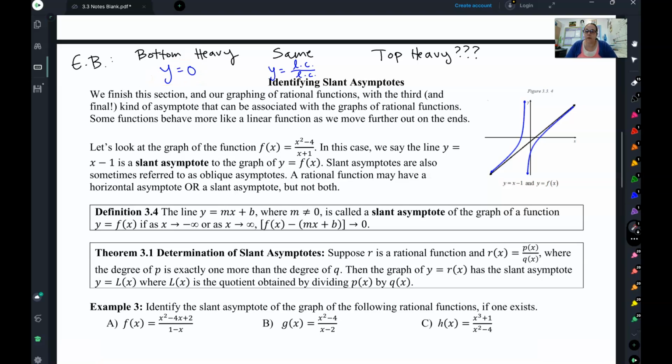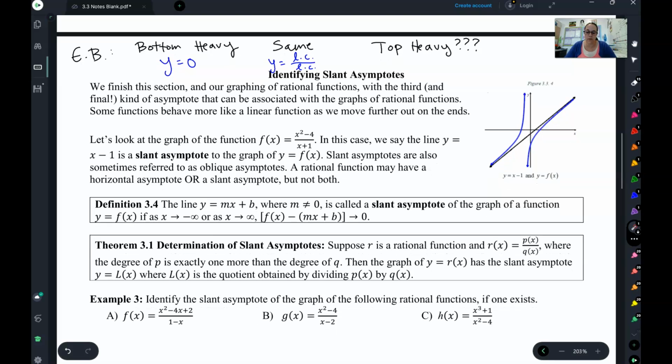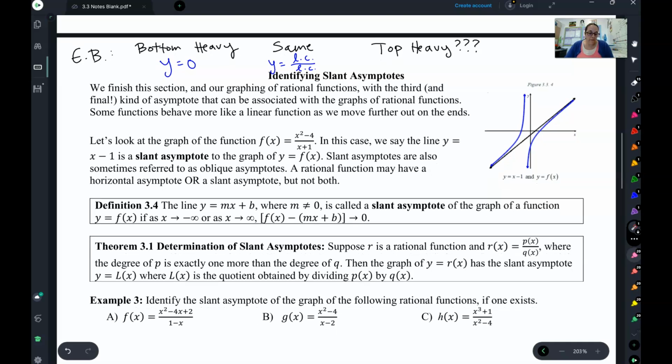We also talked about if the degree on top and bottom is the same, that's when we look at our leading coefficients. So the last advanced rule we have is if our degree is top heavy, the degree on top is bigger than the degree on bottom. If you are top heavy, that's going to form something called a slant asymptote.